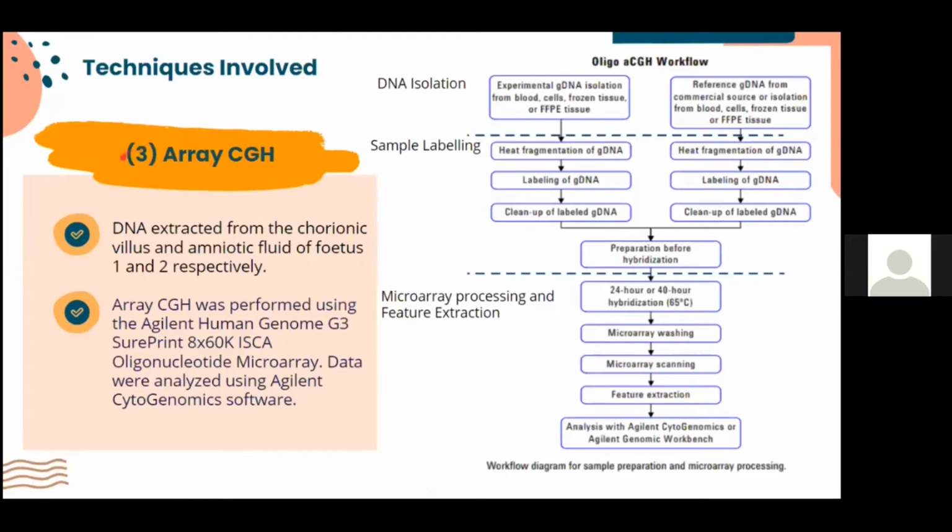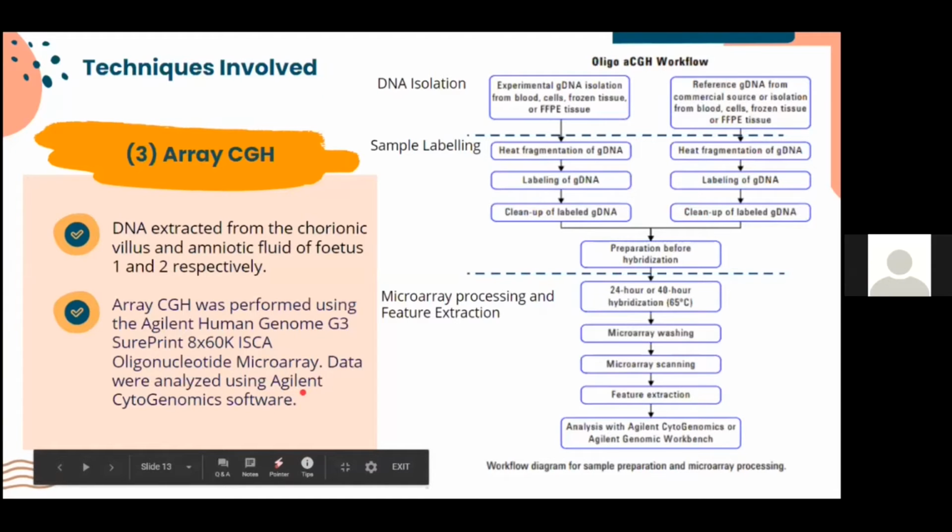Okay, so for the aCGH technique, this study also used the standard protocol, but what makes it different from other studies is that the DNA was extracted from the chorionic villus and amniotic fluid of fetus 1 and 2 respectively. This technique was also performed using the Agilent Human Genome G3 SurePrint 8x60K ISCA oligonucleotide microarray, and the data were analyzed using Agilent Cytogenomics software.